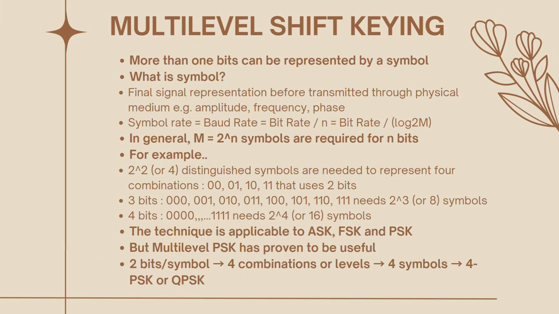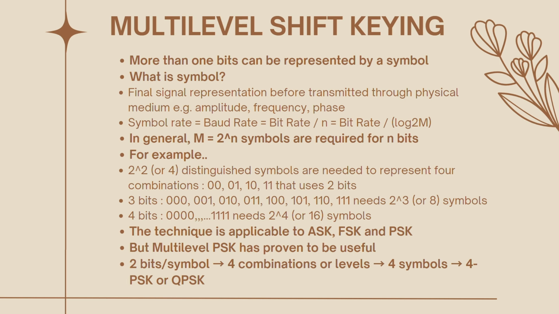Next up is what we call multi-level shift keying, where more than one bit can be represented by a symbol. So what is a symbol? The final signal representation before being transmitted through the physical medium, for example amplitude, frequency, or phase. The symbol rate is the baud rate, which is the bit rate divided by n, equals the bit rate divided by log2 M. In general, M is equal to 2 to the power of n symbols are required per n bits.